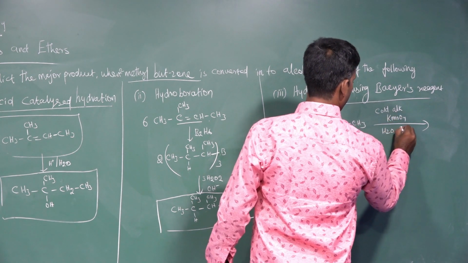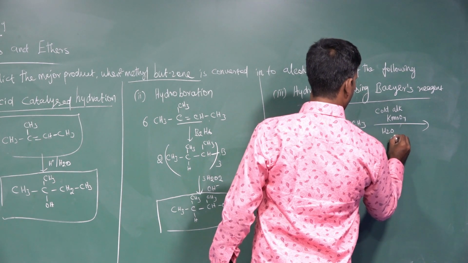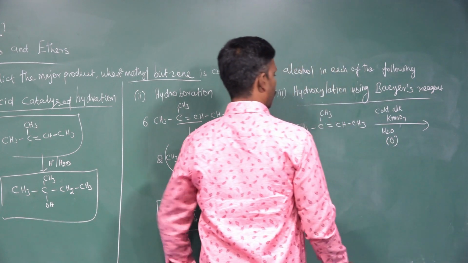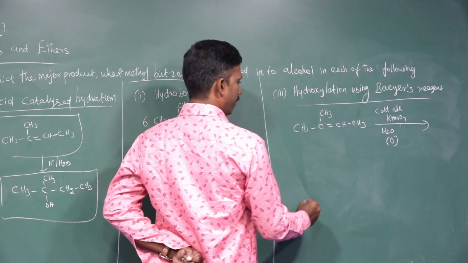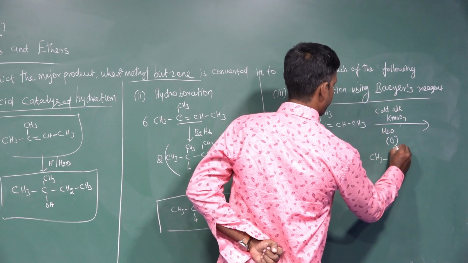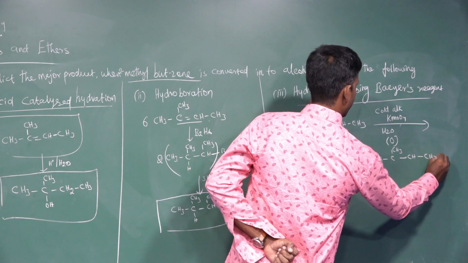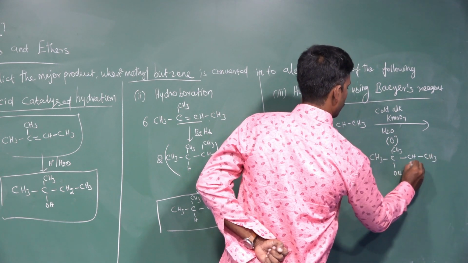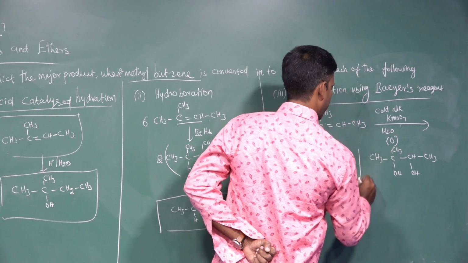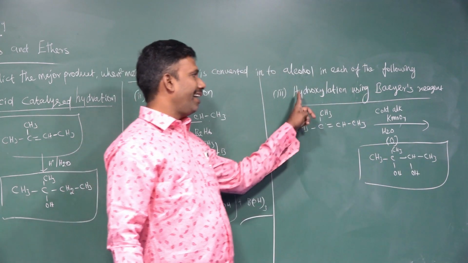Water, and if we take this, it will give a diol. CH3, C, CH3, CH, CH3, OH, OH. Diol. Two OH groups are there. Diol will be the product.